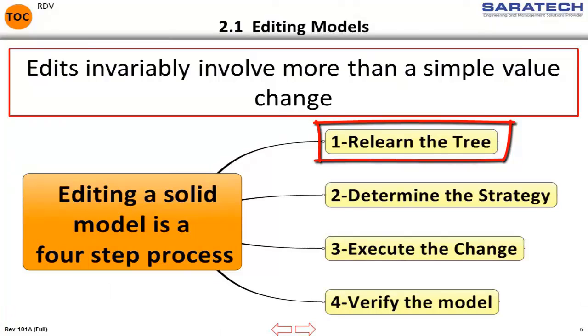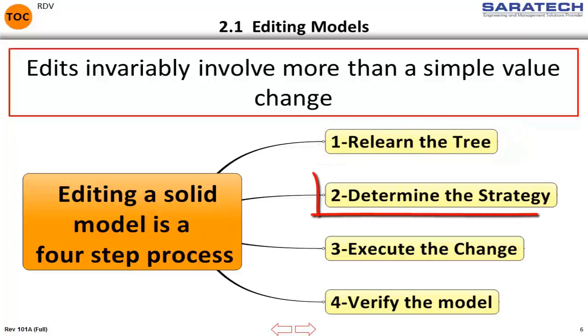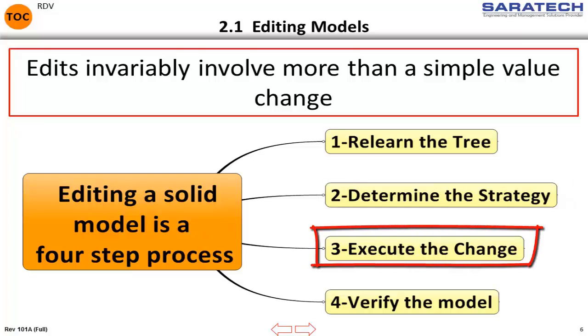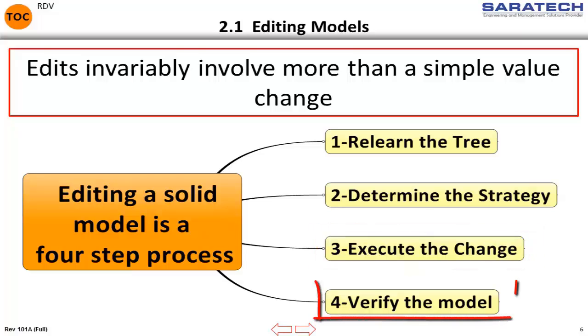The first thing an editor has to do is relearn the feature tree and try to find all of the hidden parent-child relationships. Strategy is important because the change the editor wants to make now may not have been foreseen when the model was originally constructed. Changing values, relationships, or features can obscure or destroy the original design intent. Hitting the Finish button shows the change to the rest of the tree, and that is when the problems begin.